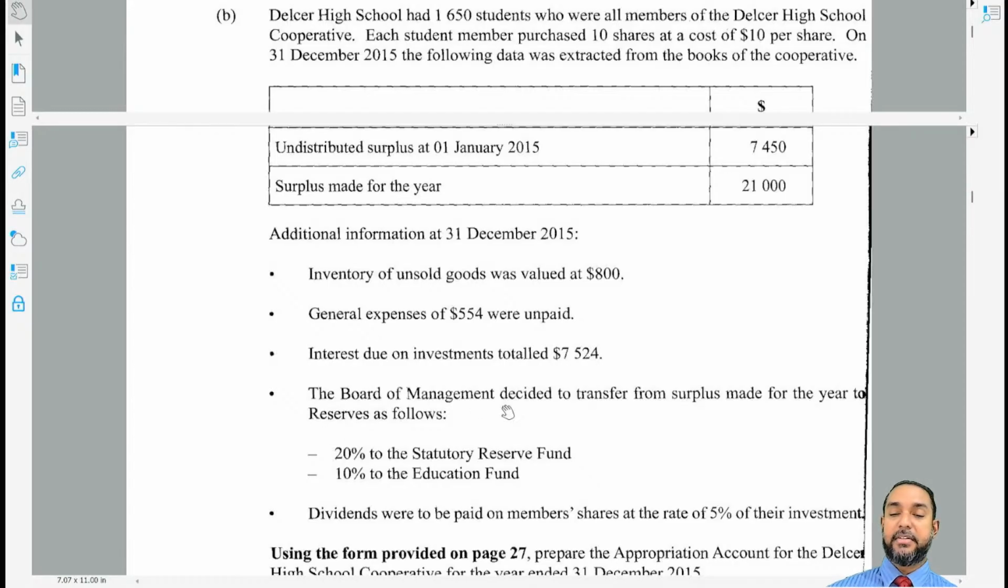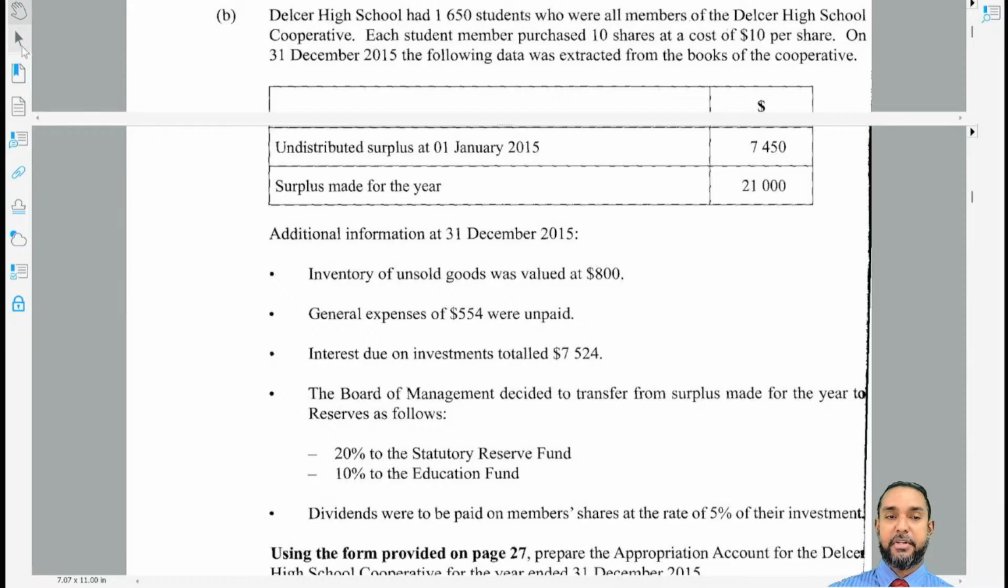The Board of Management decided to transfer the surplus made for the year to two reserves as follows: 20% to statutory reserve and 10% to education. And dividends will be paid on members' shares at a rate of 5% of their investment. Okay.